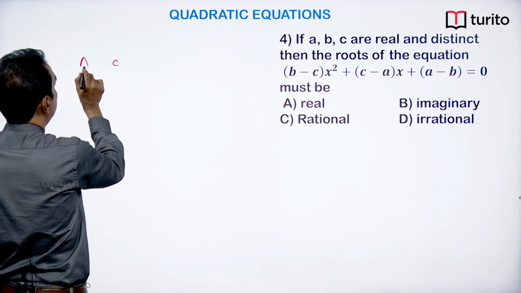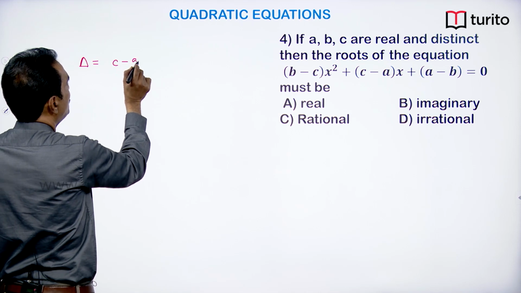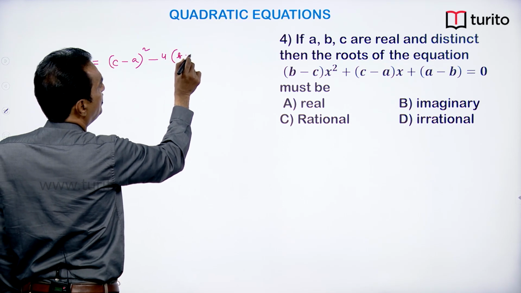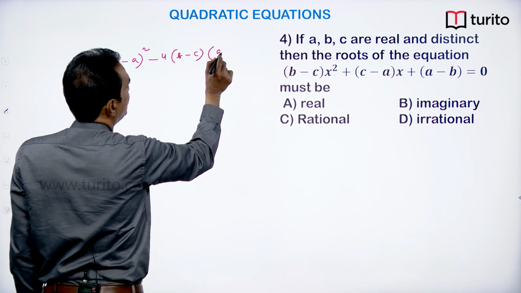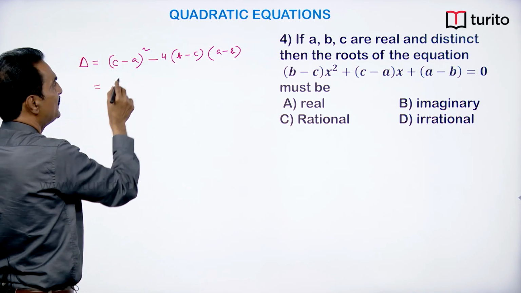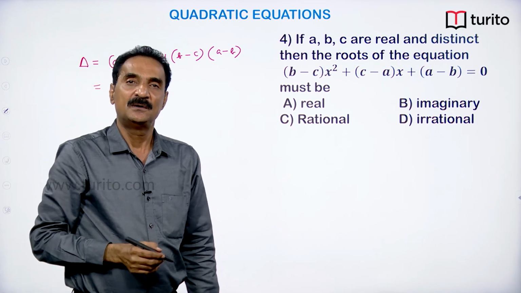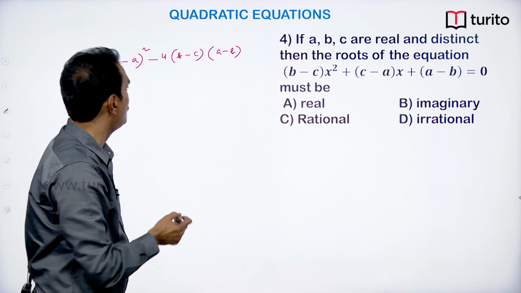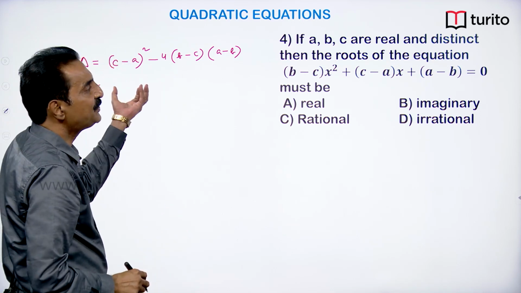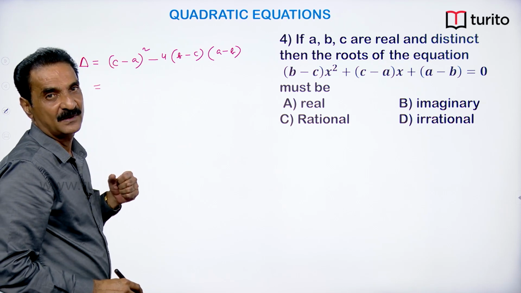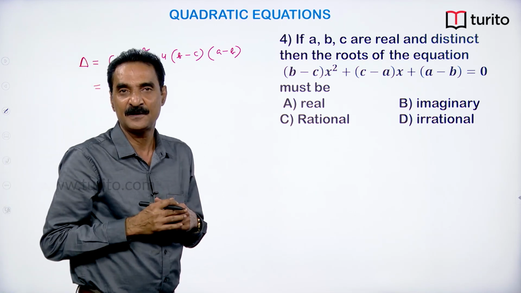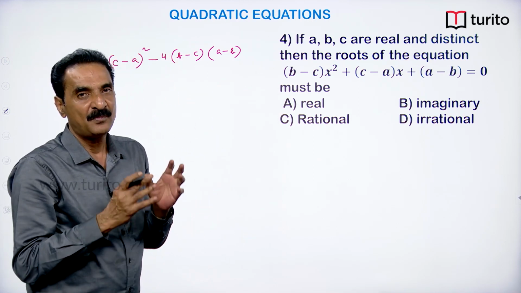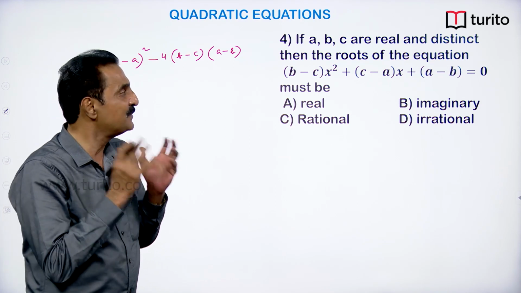the discriminant delta. Delta is equal to (c minus a) whole square minus 4 into (b minus c) into (a minus b). If it is positive, roots are real. If it is negative, roots are imaginary. Now, simplifying it, you need to check whether it is positive or negative. That is the method followed by many of you. But you can easily get the correct answer by a very simple logic.